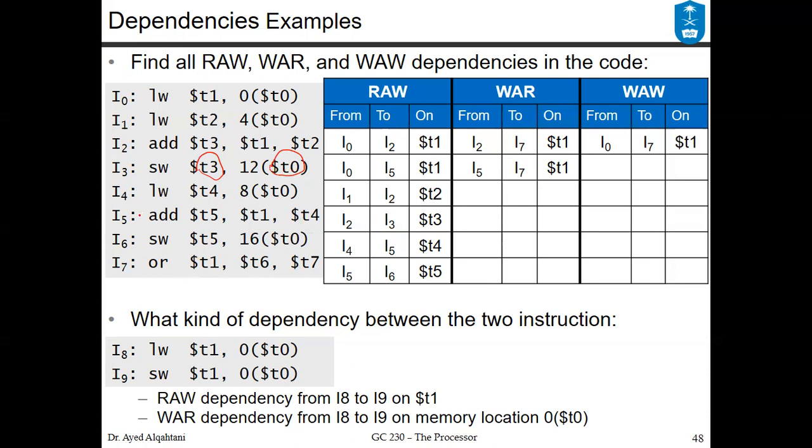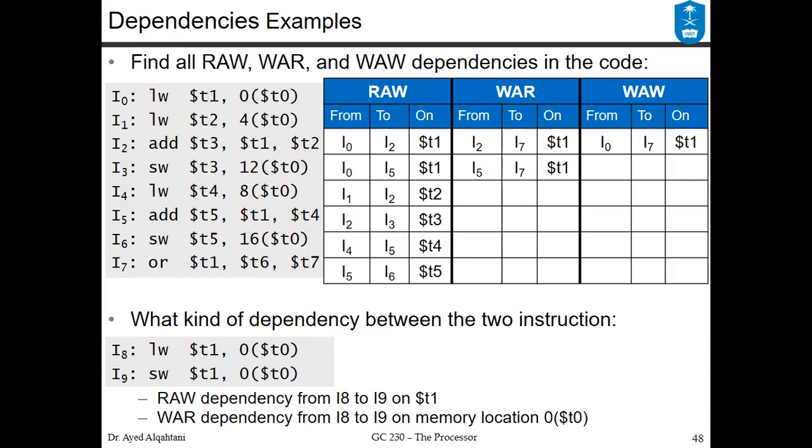Similarly, for this instruction, you will reach this I5 here, and you check the two operands, because you read T1 and read T4 on instruction number 5, and you look for the other instruction where you write them, and you found that you write it in the last instruction I7, so there is a dependency between I5 and I7, which is on T1, and this is a WAR dependency, as you can see.